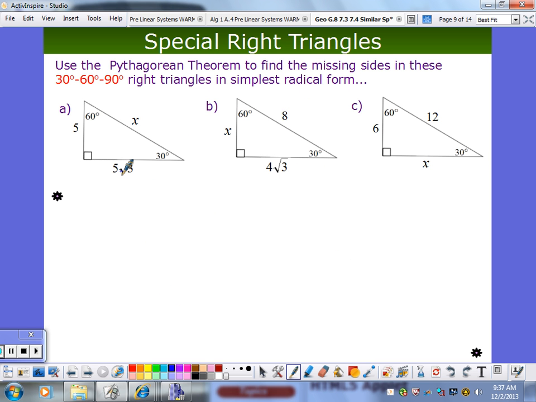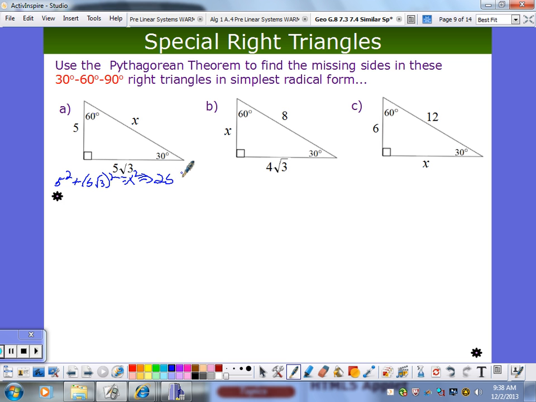Okay, so this 30, 60, 90. This is the other special triangle. 30 degrees, 60 degrees, 90 right triangle. So again, let's use the Pythagorean theorem to find x. So what do we have here? 5 squared plus this thing squared is going to be our x squared.